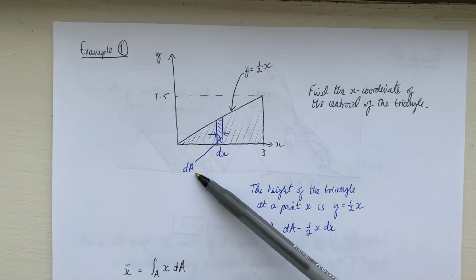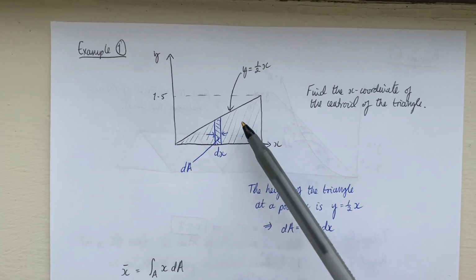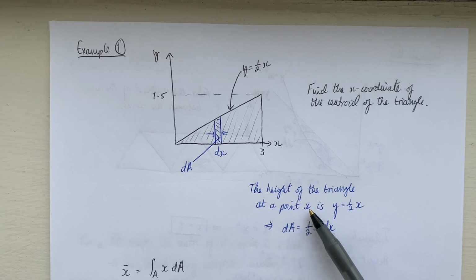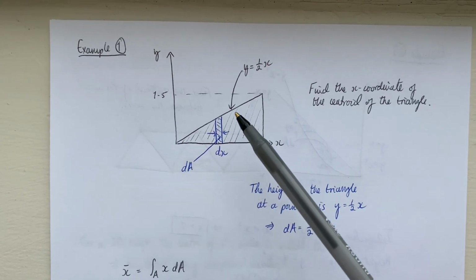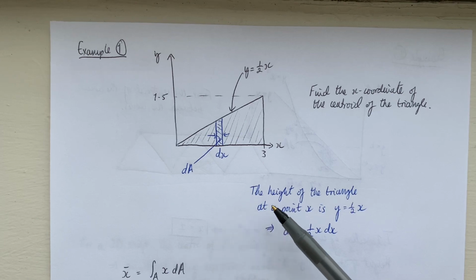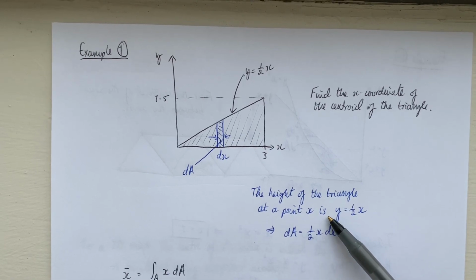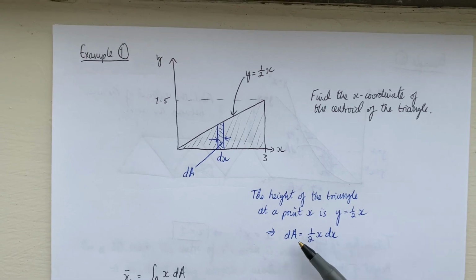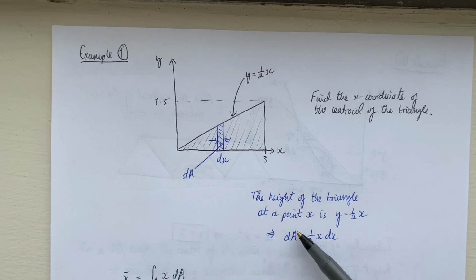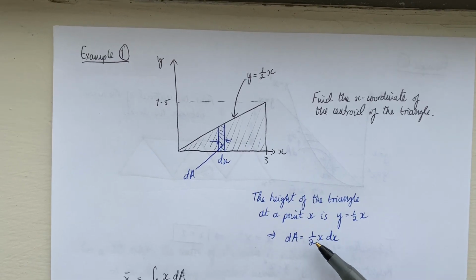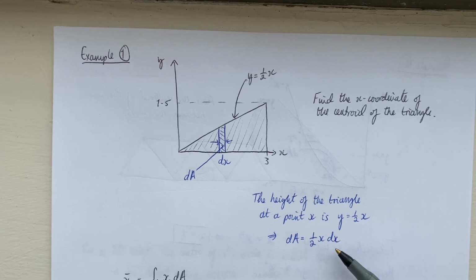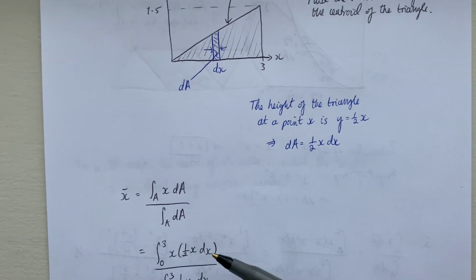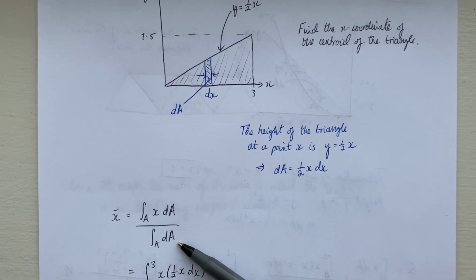And to find the area of these strips, we need to know the height of the strip at each of these points. And the height of the strip is just given by the equation of the line defining the triangle, right? So in this case, the height of the triangle at any point x is just y equals a half x. So the area dA is just the width times the height. So the height is a half x and the width is dx, right? So now we can go ahead and plug that into our formula for the x-coordinate of the centroid.